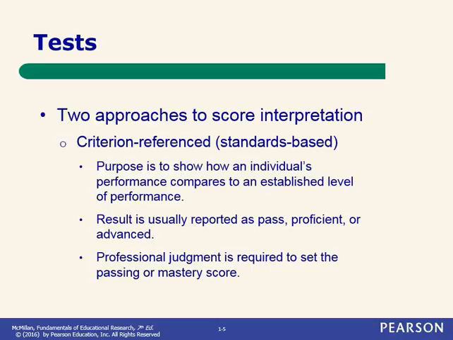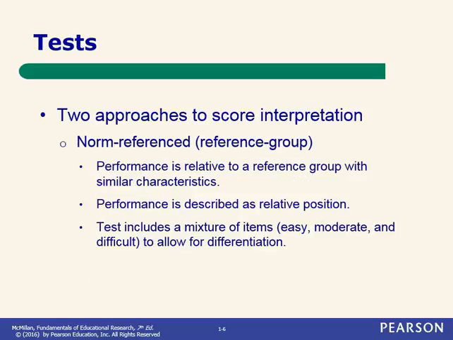And there are two different approaches to looking at scores that come from these types of tests. One is criterion referenced, which would be known as standards based. And so this is how does an individual perform relative to some established level. So there's some sort of base score that has been normed. And so we're going to get into normative scoring in Chapter 7. And then we also see this oftentimes related to did the individual pass, demonstrate proficiency, or are they advanced?